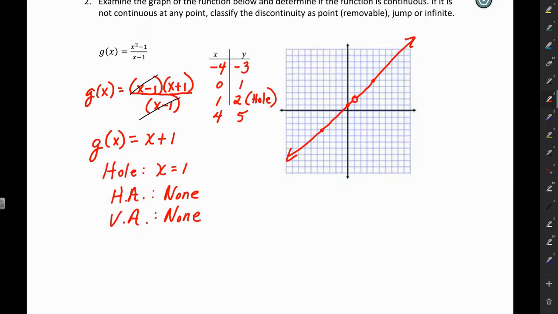Okay, the next thing we want to look at is, is this graph discontinuous? Well, we can see that we have point discontinuity occurring right here, right? That's point discontinuity, and that's happening at x equals 1. And we know that point discontinuity is removable. If you can add a point or move a point, it has removable discontinuity. So for this guy, point discontinuity at x equals 1, removable.